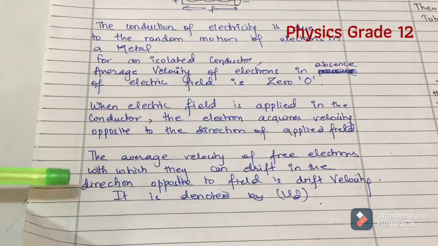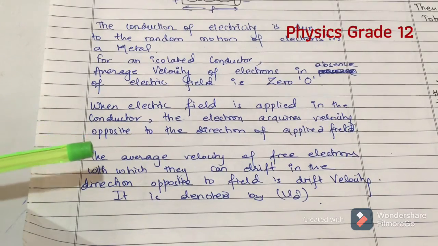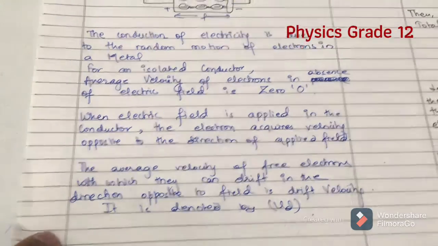So the average velocity of free electrons with which they drift in the direction opposite to the field is known as drift velocity, and it is denoted by V_D.